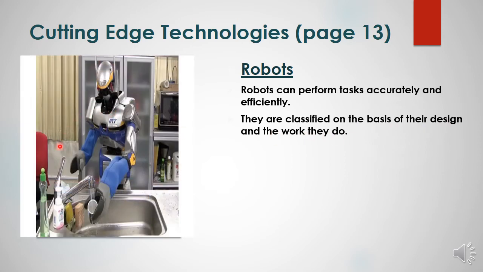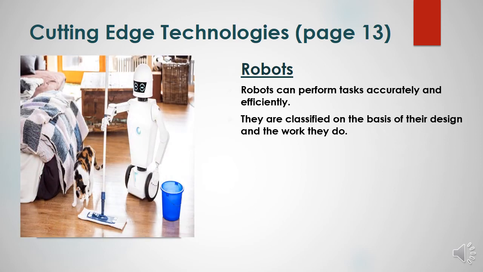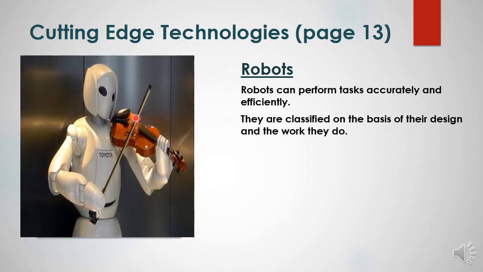In this image, this is our dishwasher robot, and this robot is designed just to wash the dishes. This is a domestic robot, and this is designed to do some domestic work. This robot is playing music, and it can just play music because it has been designed to perform music.